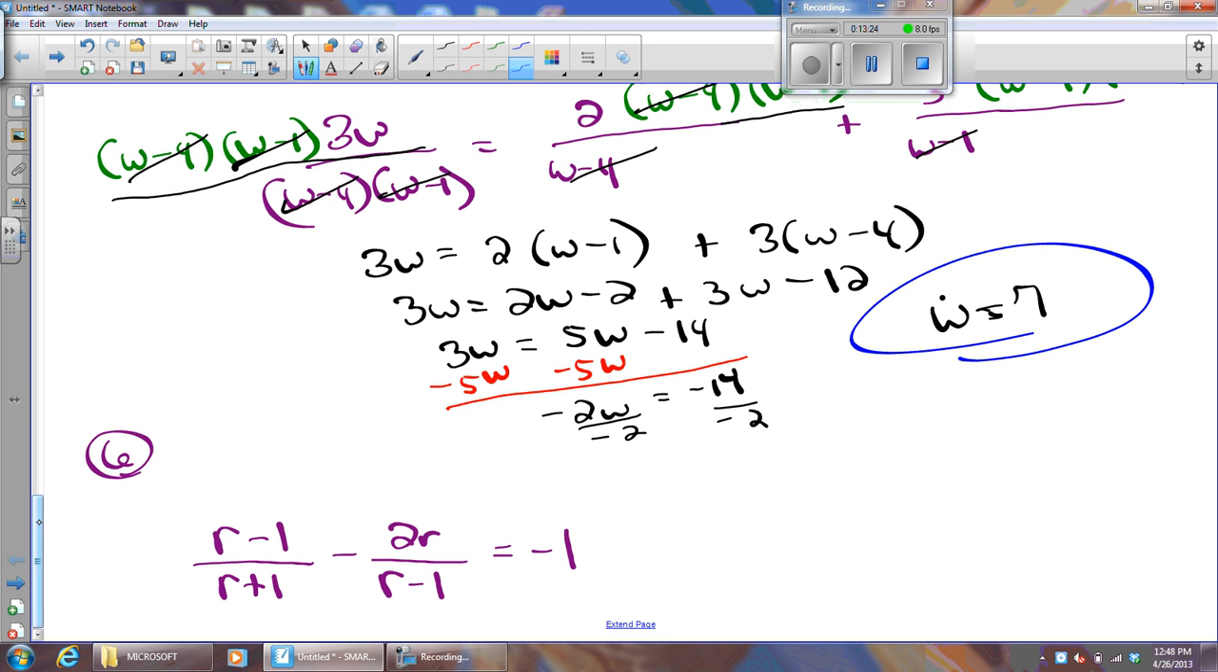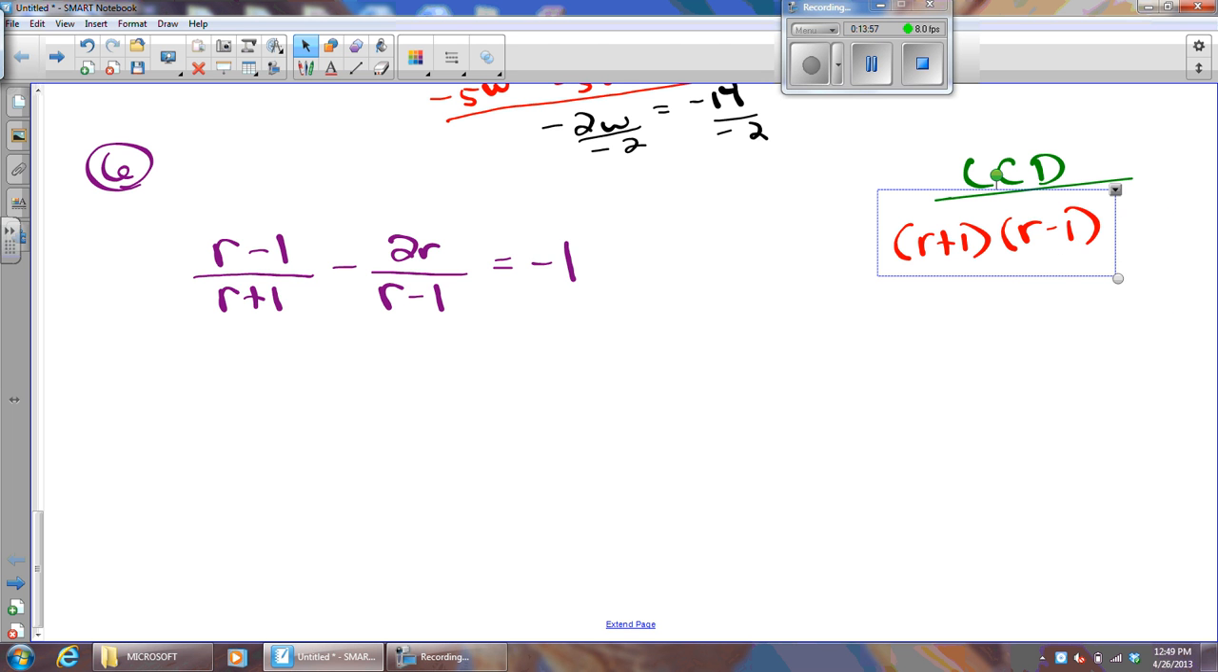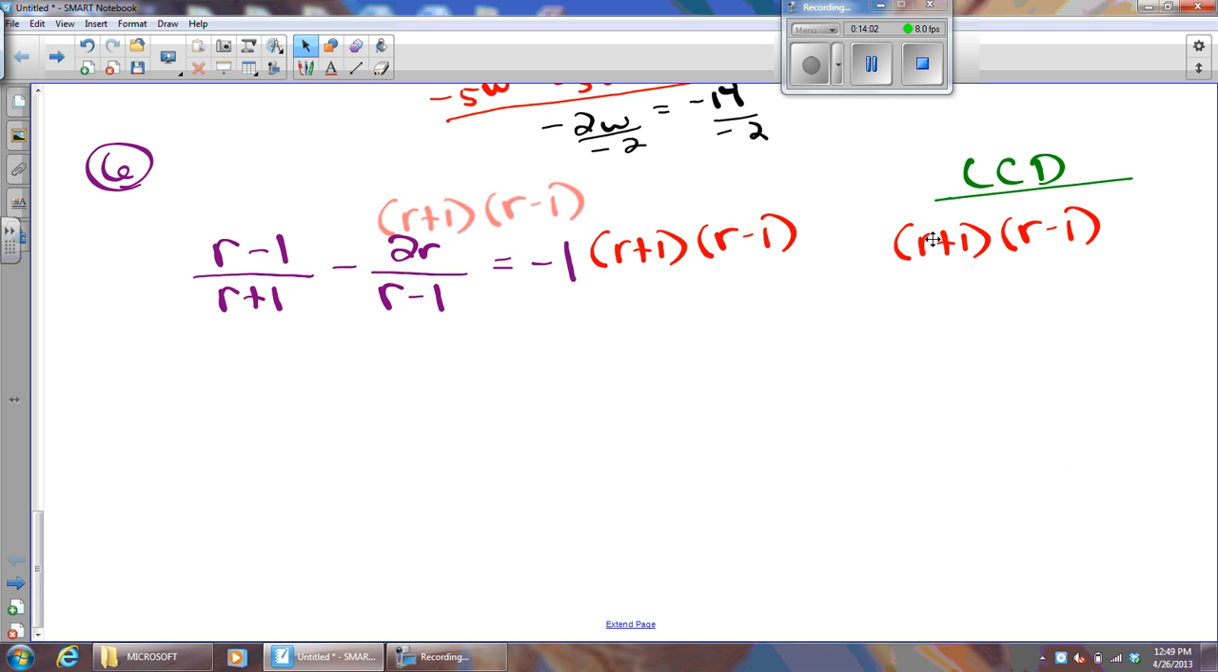All right, one more just like that. Rational expression. Go looking for my LCD. All right, I know my LCD is going to have an r plus 1. I know it's going to have an r minus 1, right? Now, I didn't have to factor anything in this problem. So, to get rid of all my fractions, I'm going to multiply this term, this one, and this first fraction all by the LCD.